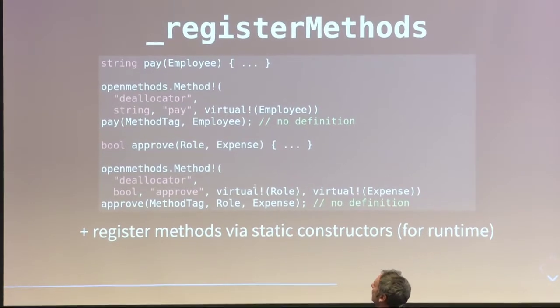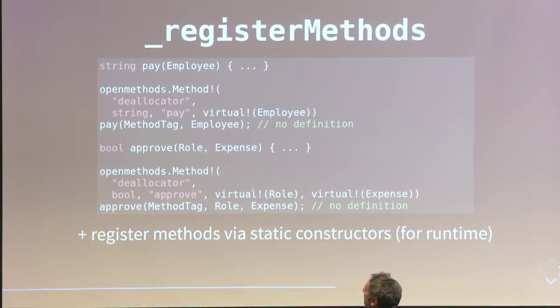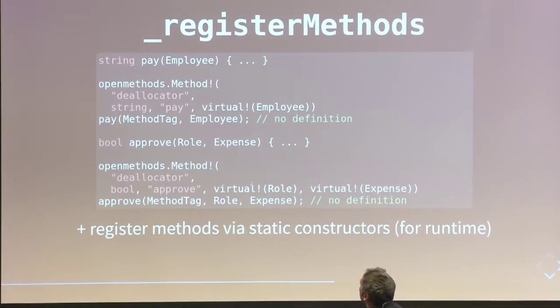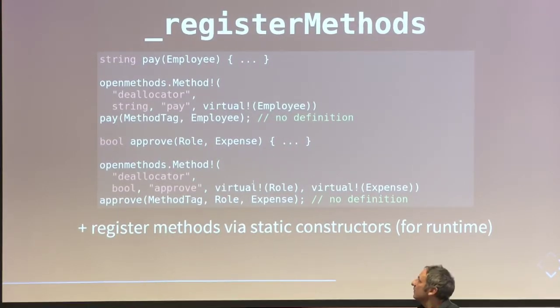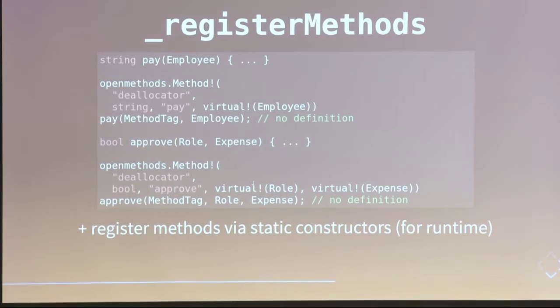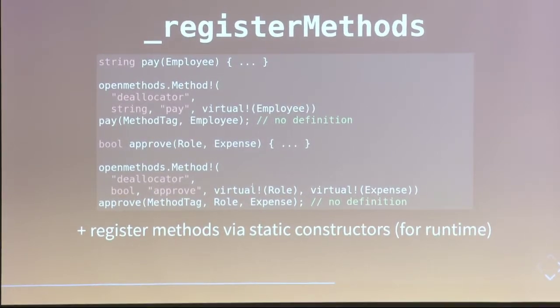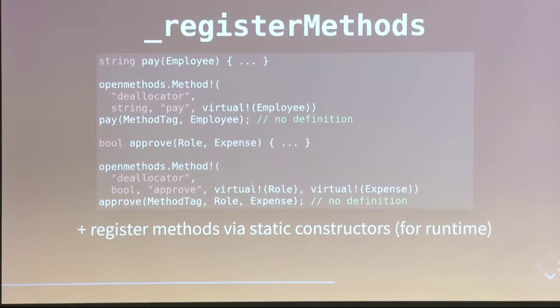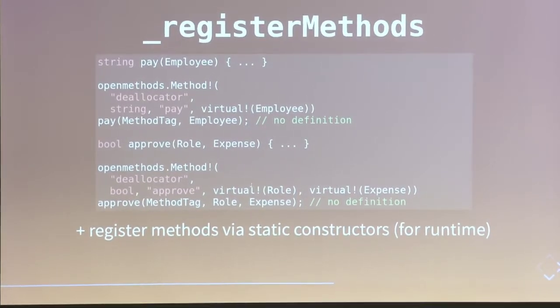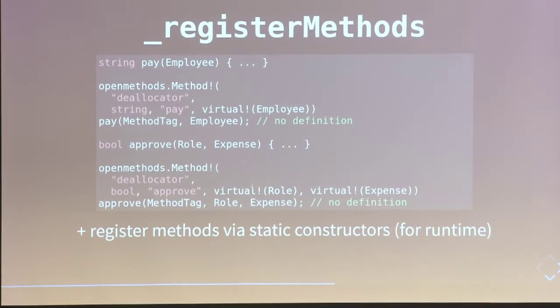We have the same thing for approve. Here, register method synthesizes a function that takes a role and an expense. And then again, that weird overload. And then register methods uses static constructors to keep track of all the methods which are in the module. More precisely, it generates the static constructors that will fill variables that will be later used when we need to calculate the dispatch tables.